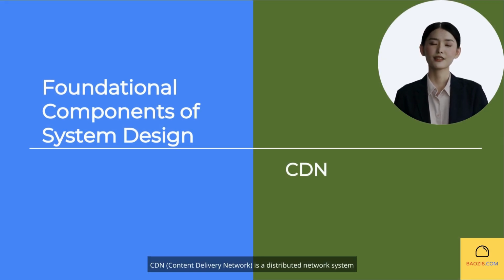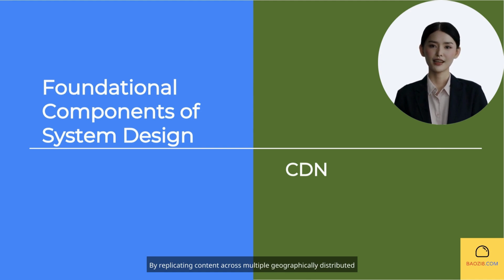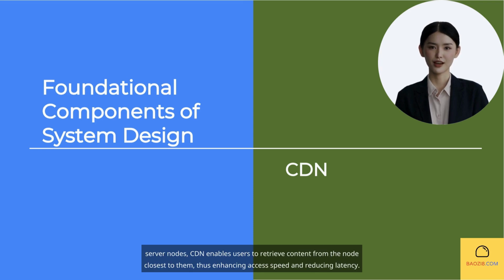CDN, Content Delivery Network, is a distributed network system primarily designed to accelerate the delivery of static content, reduce server load, and improve user access speed and experience. By replicating content across multiple geographically distributed server nodes, CDN enables users to retrieve content from the node closest to them, thus enhancing access speed and reducing latency.